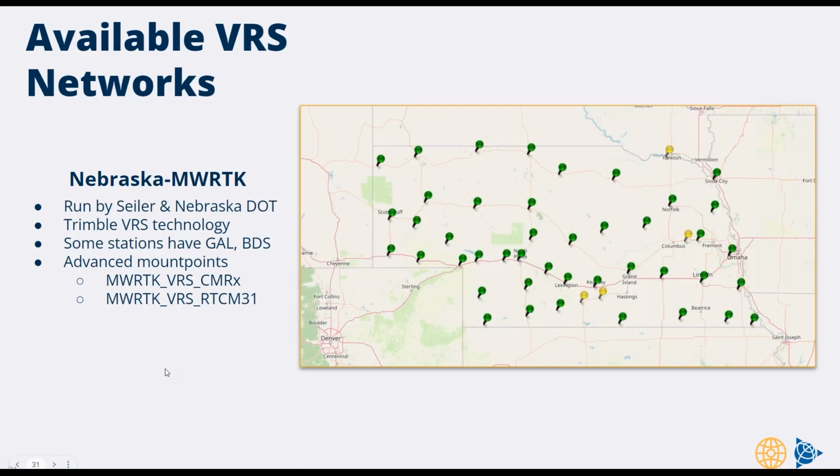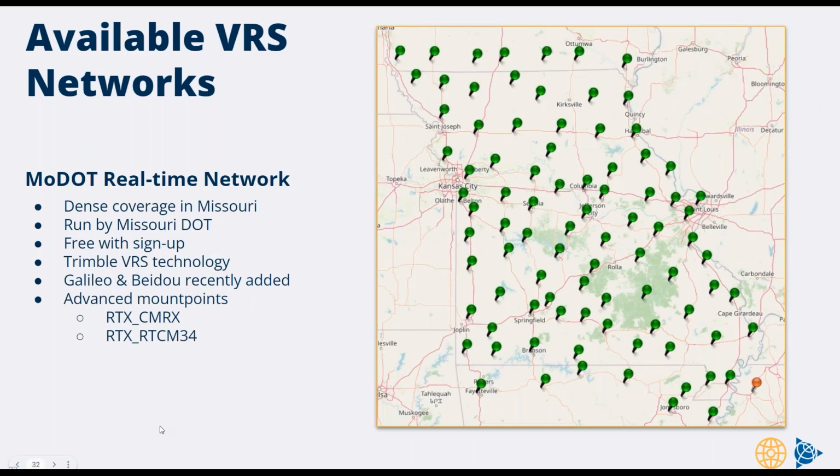In Nebraska, there is an alternative since the VRS Now network is a little bit less dense. There's talk of upgrading this network because it is GPS and GLONASS only right now. But again, those are the CMRX and RTCM mount points that you should be using if you're on that network. So it's an alternative network in Nebraska, since the VRS Now hasn't expanded fully into Nebraska yet, but that's kind of the rundown for Nebraska there. If we can move on to the next slide here.